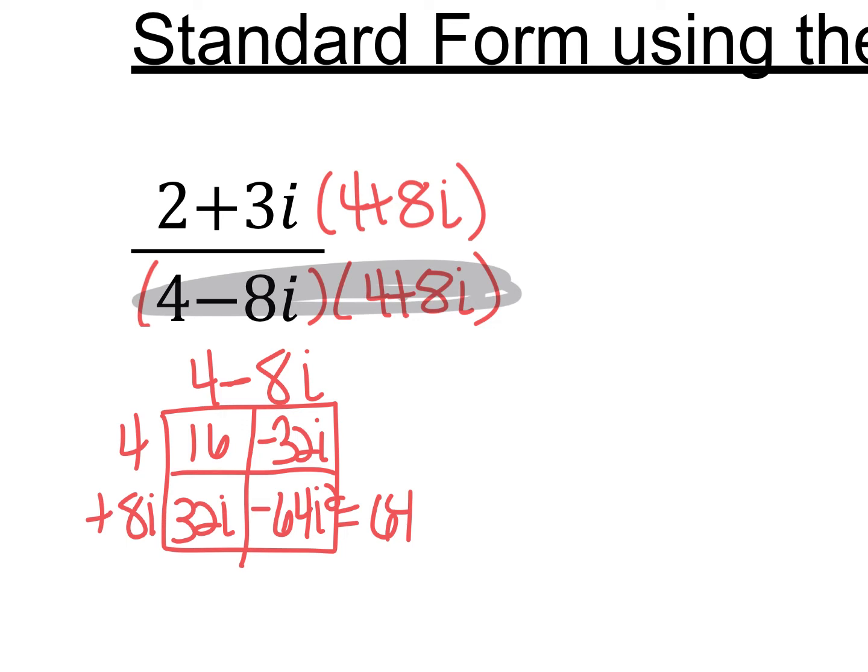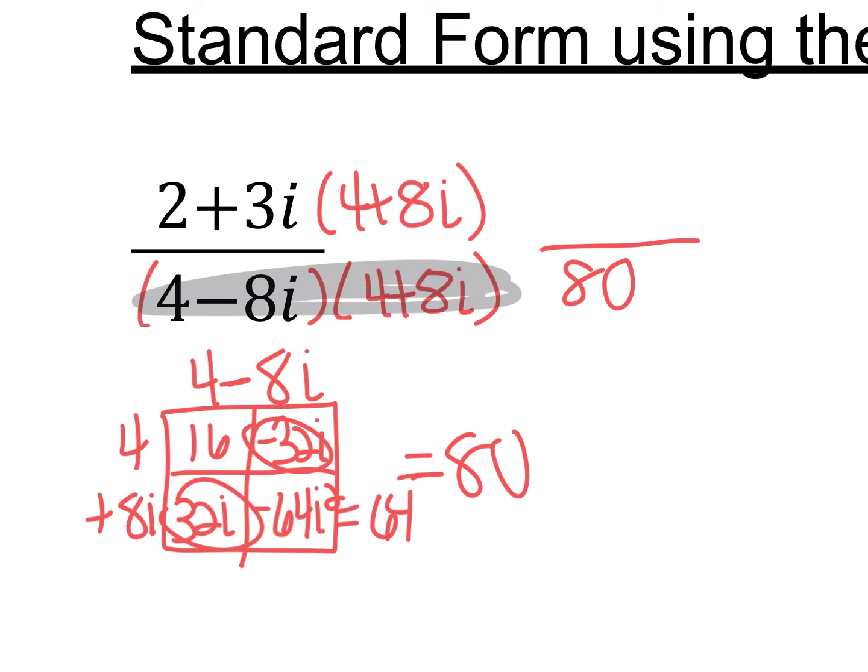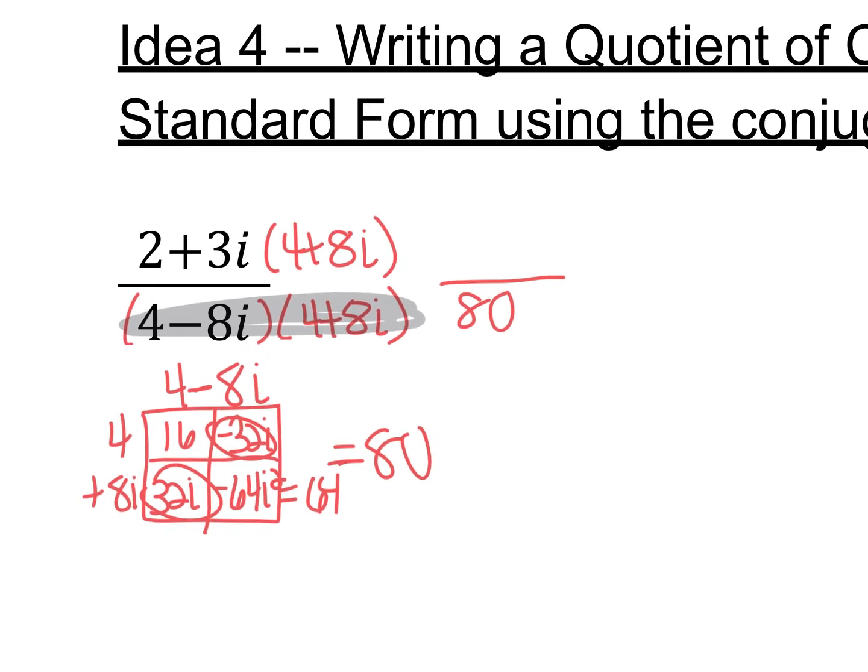Okay, so 64 and 16 is going to be 80, and our i's are going to cancel out. So our denominator is going to be 80. Our numerator, now we have to multiply our numerator, 2 plus 3i times 4 plus 8i. So let's go ahead and multiply that out.